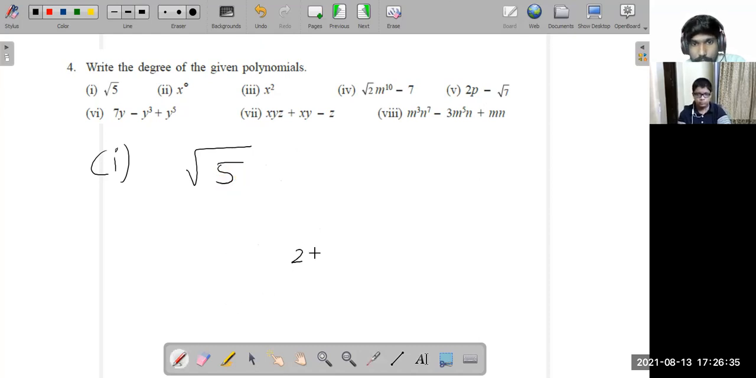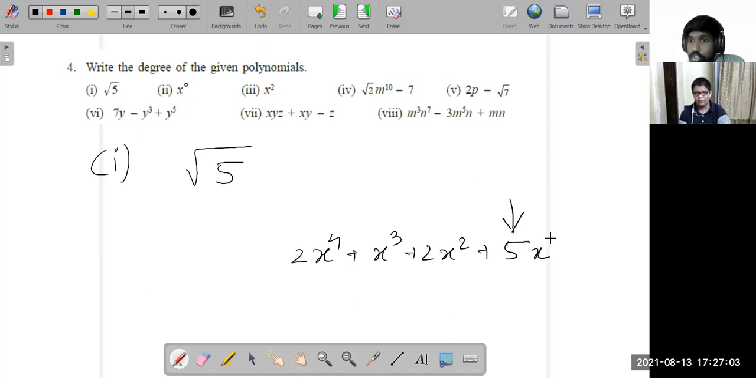It's like this. Suppose I write a polynomial like this: 2x raised to 4 plus x raised to 3 plus 2x square plus 5. So this is the constant here. What variable is there for it? No variable. And the power of that variable, how is it? Not 1. 0. Yes, x raised to 0. Correct, x raised to 0.